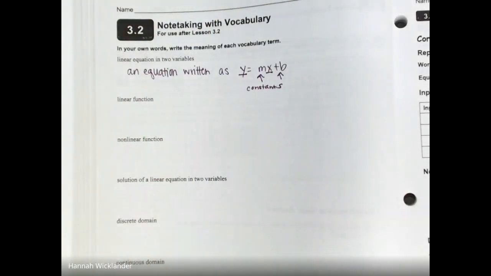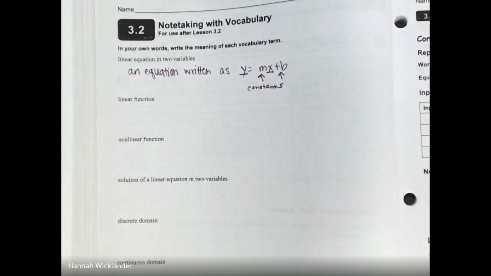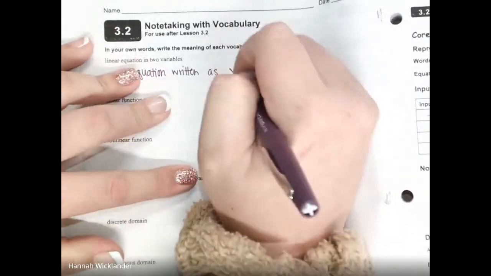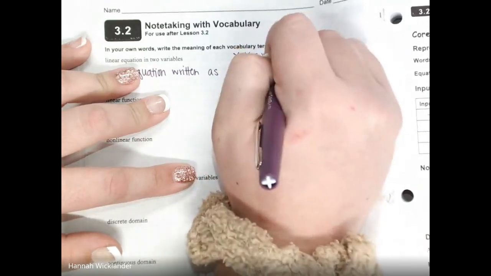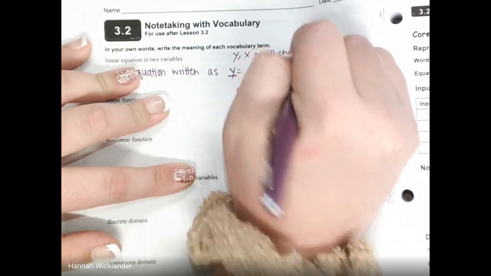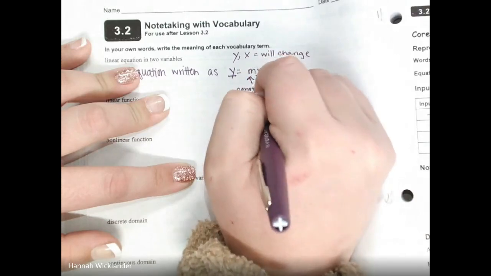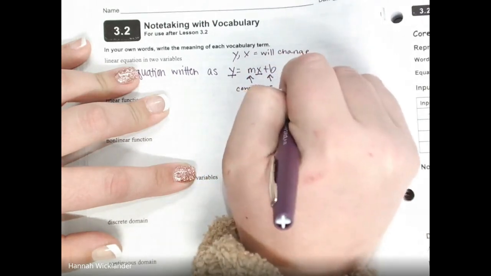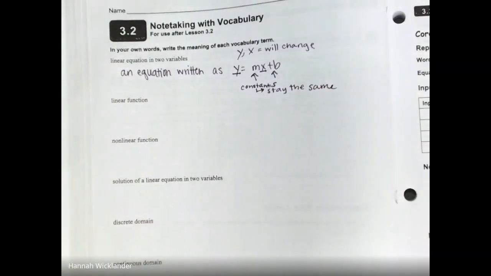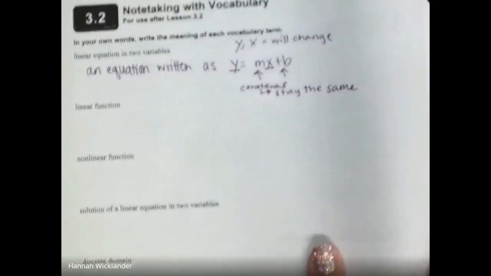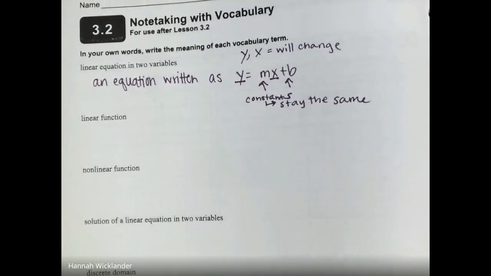Meaning that x and y will change, but m and b will remain the same. That's why they're constants. So y and x can change, and the constants stay the same. Do I need to zoom in? That's kind of hard to read. Okay, that is as far as it zooms in.